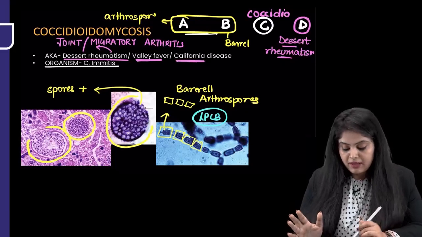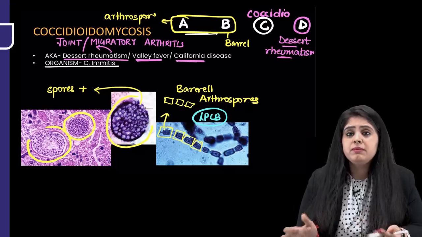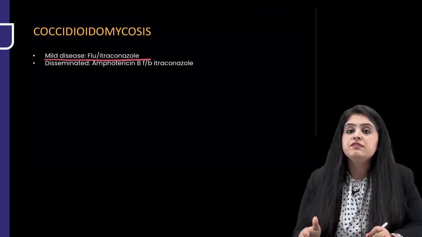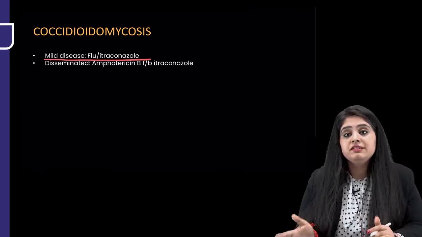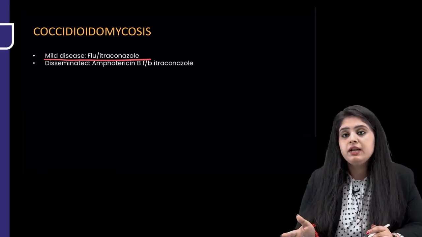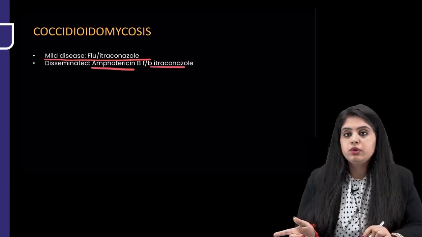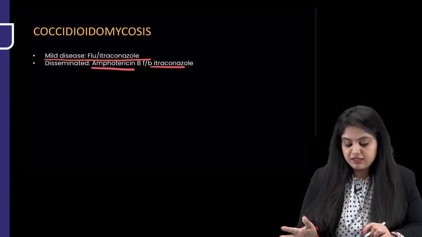Now, coming all the way back, again reminding you of the treatment. Treatment for all of them is going as what? It's the same azoles which are being given if it is a mild infection. And if it is a disseminated infection, then how are you going ahead? You are first giving a round of amphotericin B, and then you are going on to the azoles. So the treatment is remaining the same.